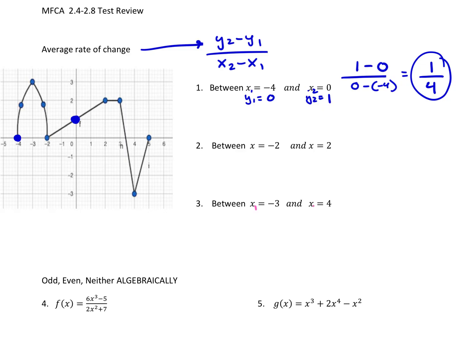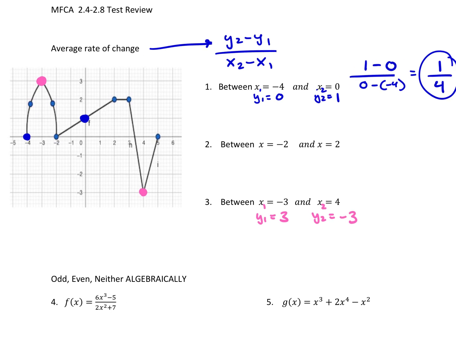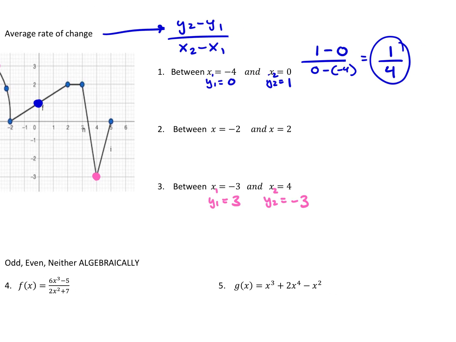Next, we're going to do number 3. So it gives us our x1 and our x2. We want to find our y1 and our y2. So when x is -3, what's our y? 3. 3, perfect. We're looking at that point. So we go to where x is -3, go to our graph. Our y is 3. When x is 4, what's our y? -3. Now let's plug it into our slope formula. So y2 minus y1 would be -3 minus 3 over x2 minus x1. So 4 minus -3. -6 over 7.